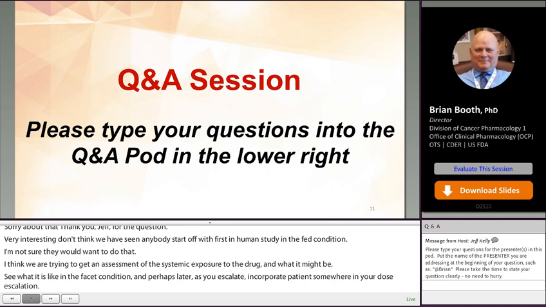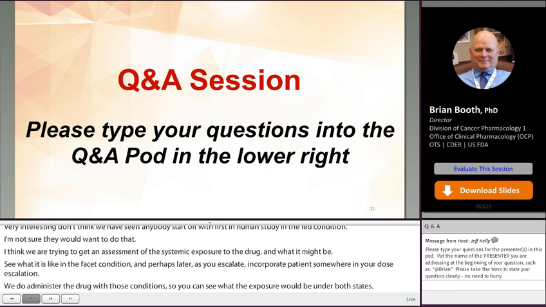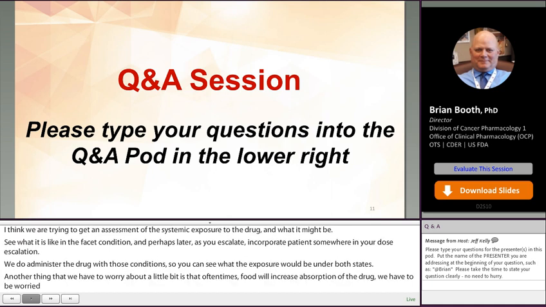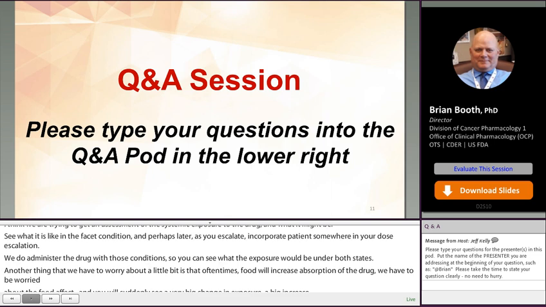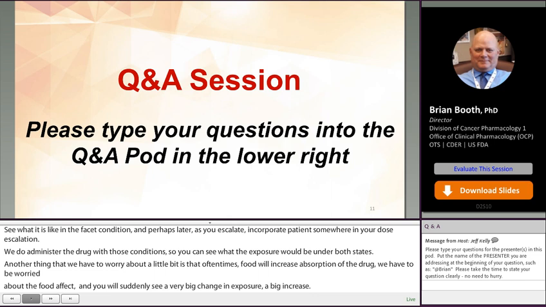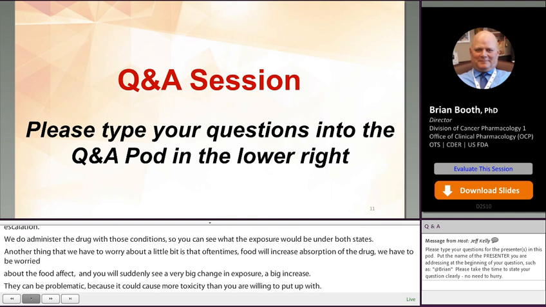Another thing we have to worry about a little bit is that oftentimes food will increase the absorption of the drug, and if you gave it with food and it had a big food effect, you'd suddenly see a very big change in the exposure, a big increase. And that could be problematic because it could cause more toxicities than you're willing to put up with. So if you did this really high or close to your MTD, that could lead to some problems. So probably doing a fed cohort in the middle of the dose escalation is a good approach to take in doing that.